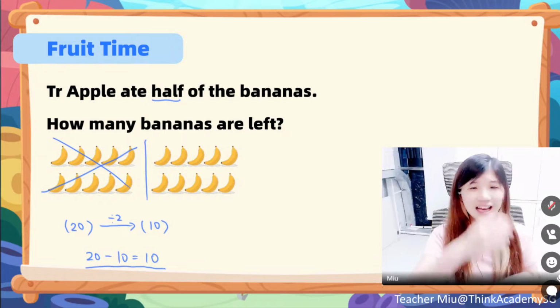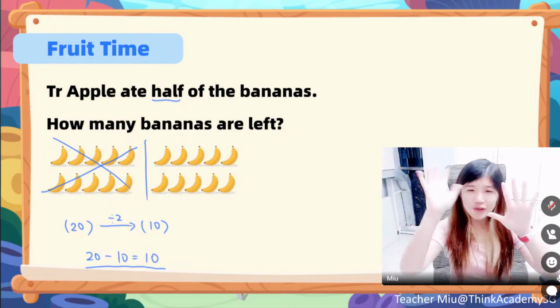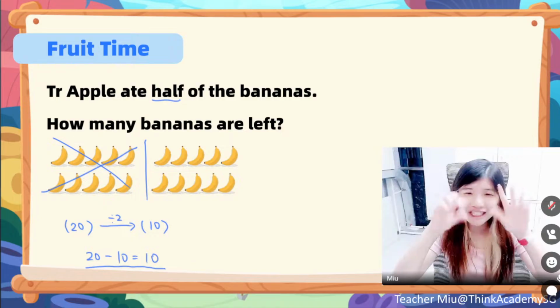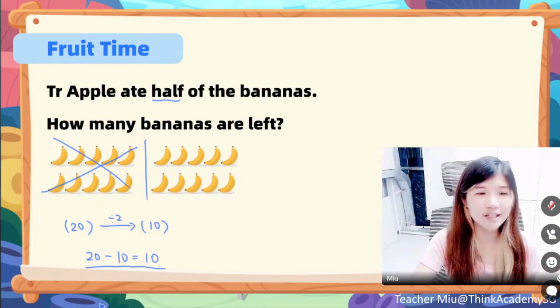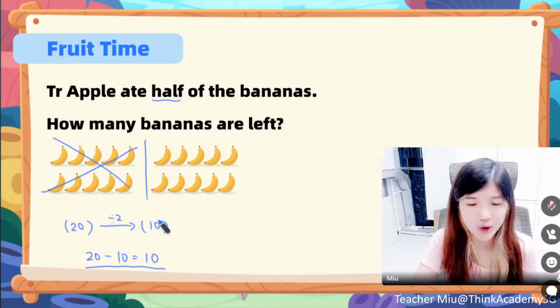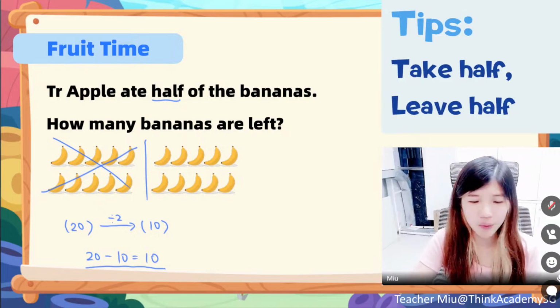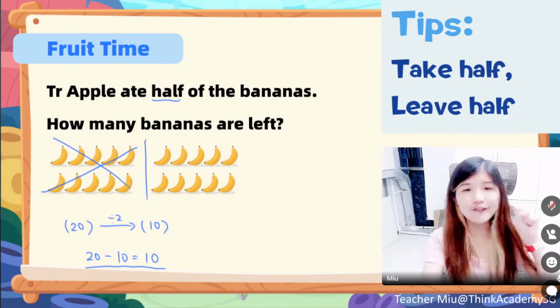Right? So like say she ate this half, then she will have the other half left, right? Which is totally the same. So when you divide it by 2, you can directly have what's remaining. This is what we have as take half, leave the other half.